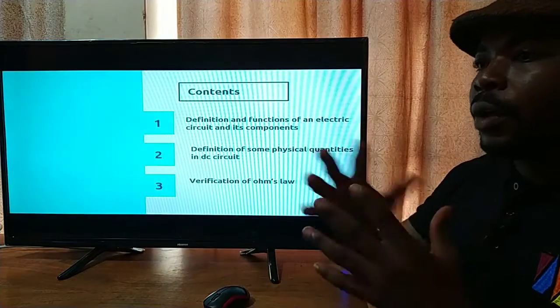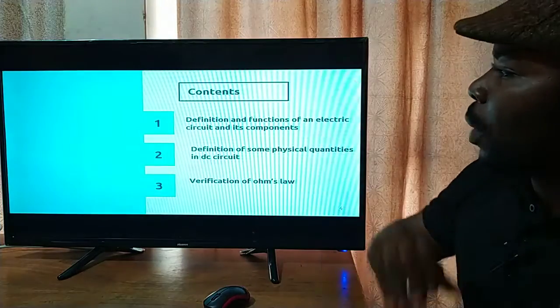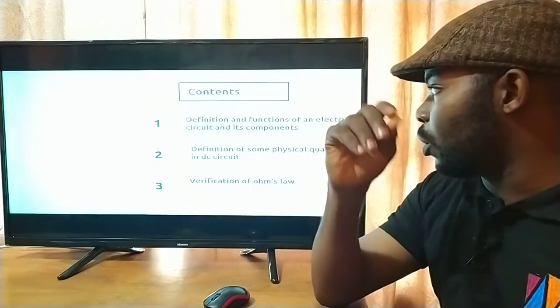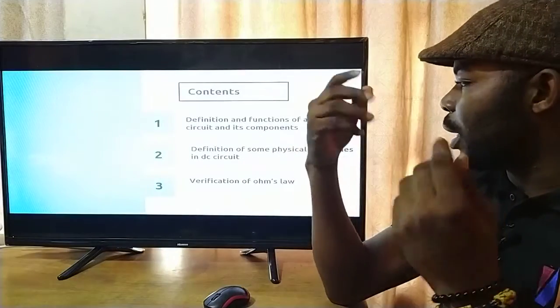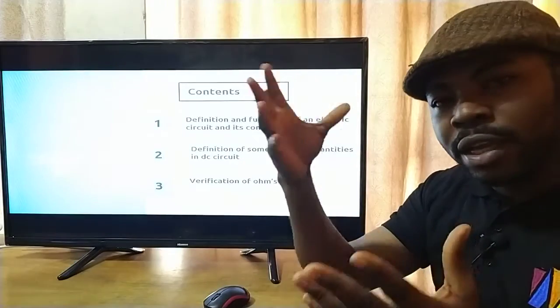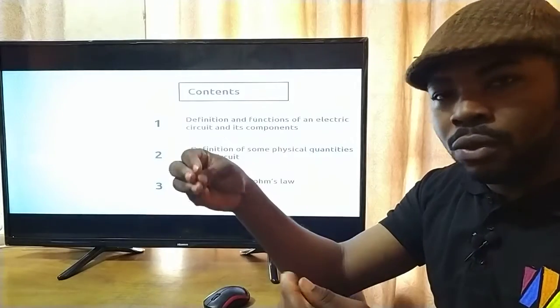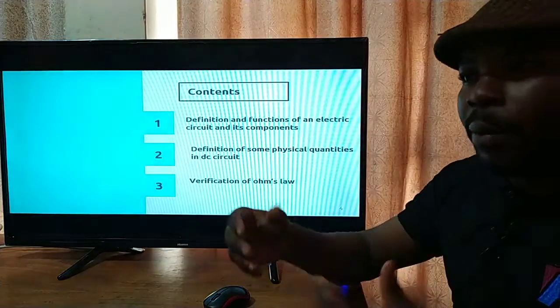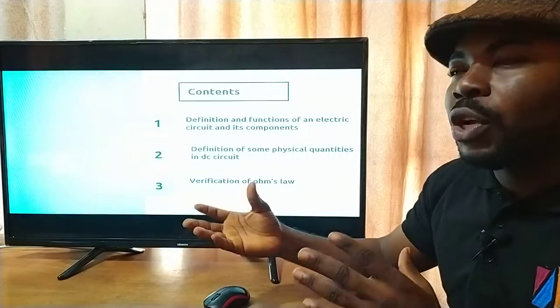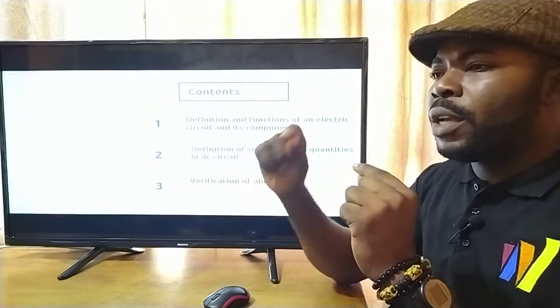Okay, in today's lecture, we are going to be looking at the functions and definition of the electric circuit, and the components of the electric circuit. We are going to be looking at definitions of some physical quantities like conductors, insulators, semiconductors. These are components of the electric circuit. And then we want to know about Ohm's law. How does Ohm's law relate to the electric circuit?